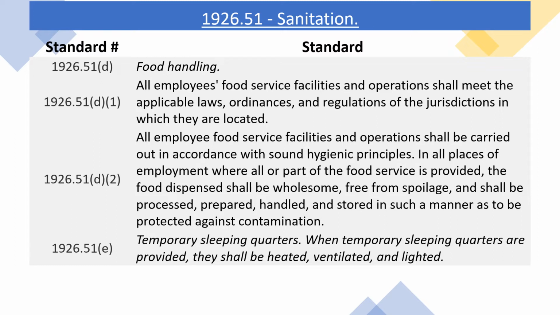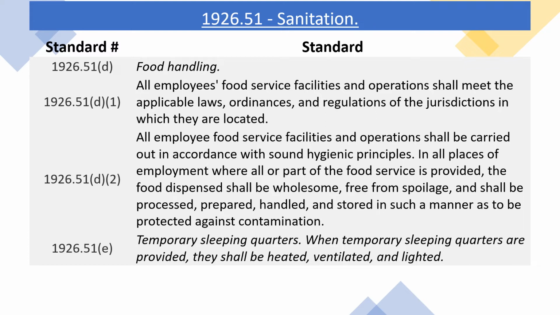1926.51(d) Food handling. 1926.51(d)(1) All employees' food service facilities and operations shall meet the applicable laws, ordinances, and regulations of the jurisdictions in which they are located. 1926.51(d)(2) All employee food service facilities and operations shall be carried out in accordance with sound hygienic principles. In all places of employment where all or part of the food service is provided, the food dispensed shall be wholesome, free from spoilage, and shall be processed, prepared, handled, and stored in such a manner as to be protected against contamination.